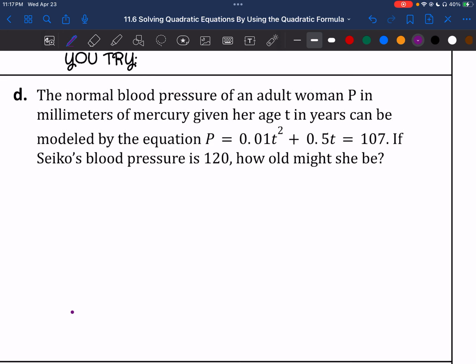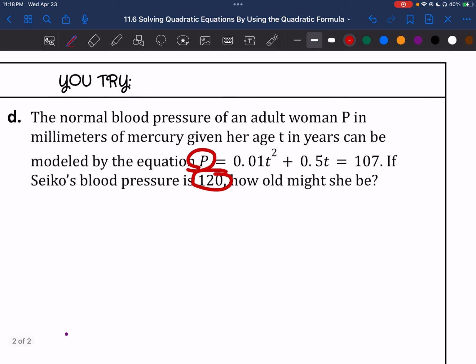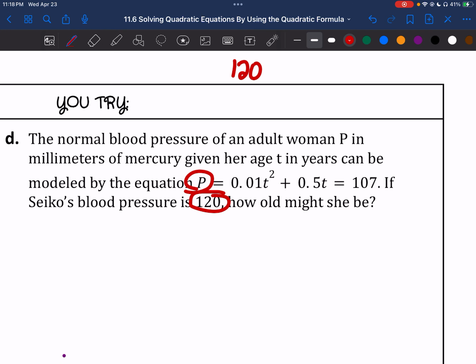All right, letter D. We've got the normal blood pressure of an adult woman, P, in millimeters of mercury, given her age, T, in years, can be modeled by the equation P equals 0.01 T squared plus 0.5 T plus 107. If Seiko's blood pressure is 120, how old might she be? So we're going to substitute in 120 for the pressure. 120 is equal to 0.01 T squared plus 0.5 T plus 107. That's a plus sign there.